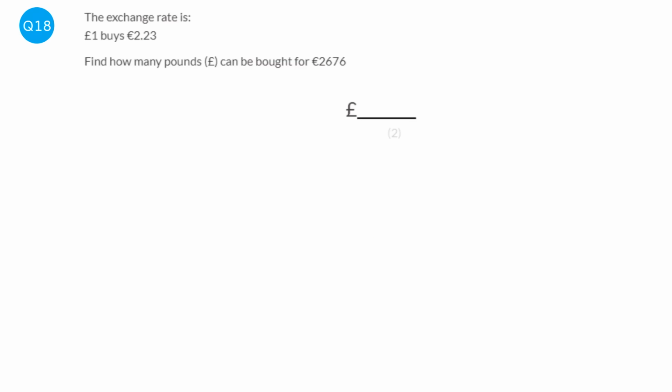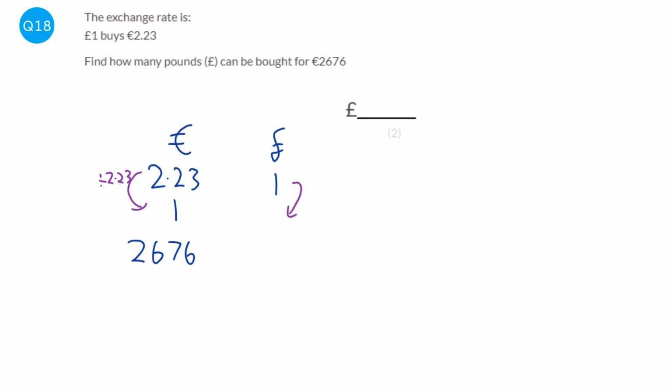In this question we've got euros and we've got pounds. And we're told that £1 is 2.23 euros. We're trying to understand what 2,676 euros is in pounds. And we're going to do that by finding out what 1 euro is and then finding out how much 2,676 are. So to get from 2.23 to 1, we divide by 2.23, and we're going to do that on both sides.